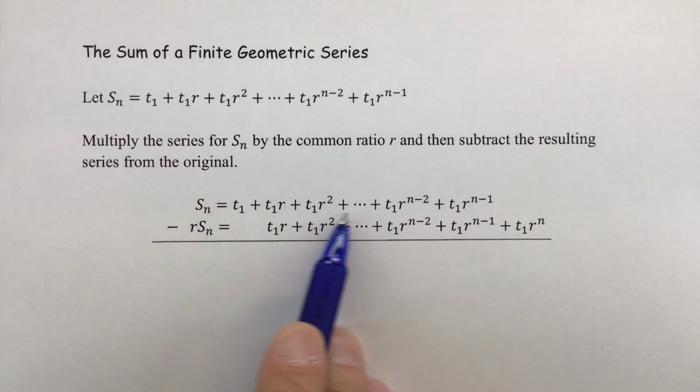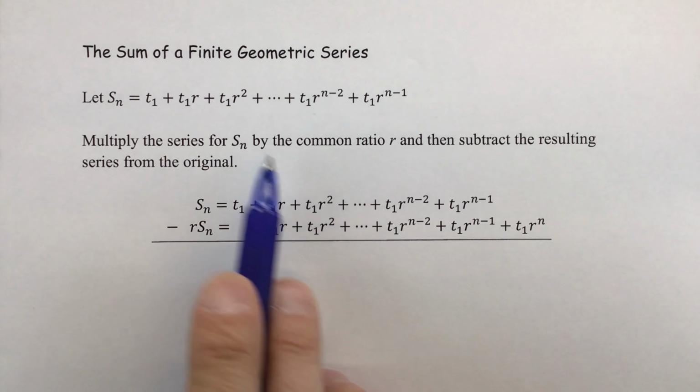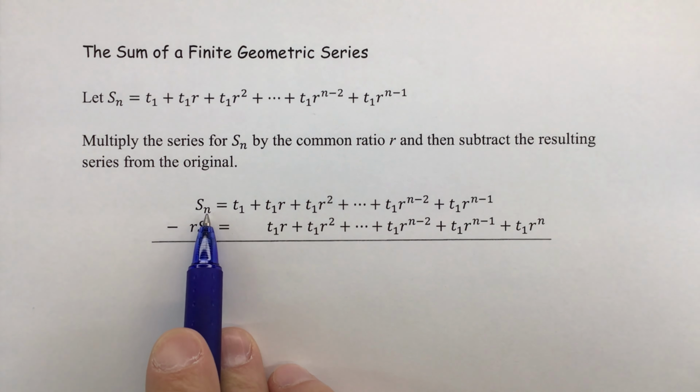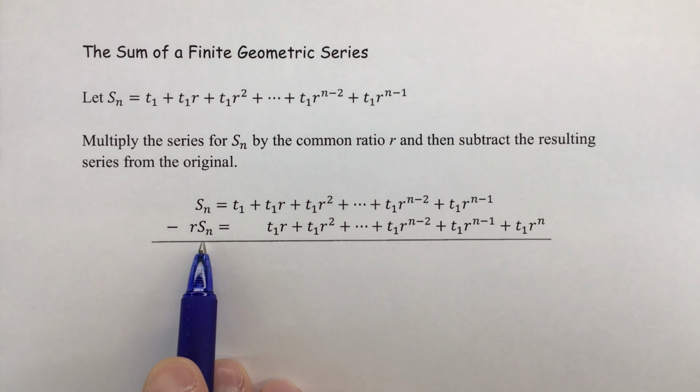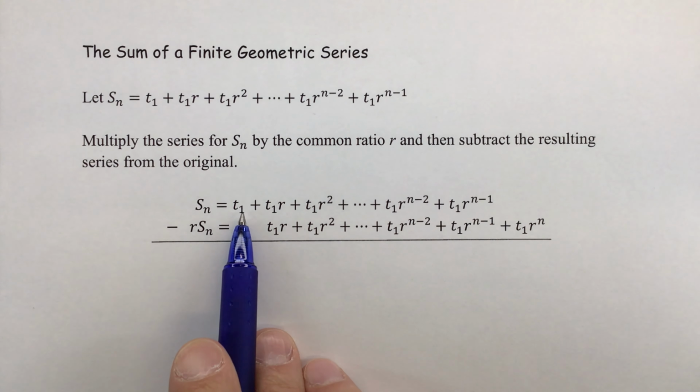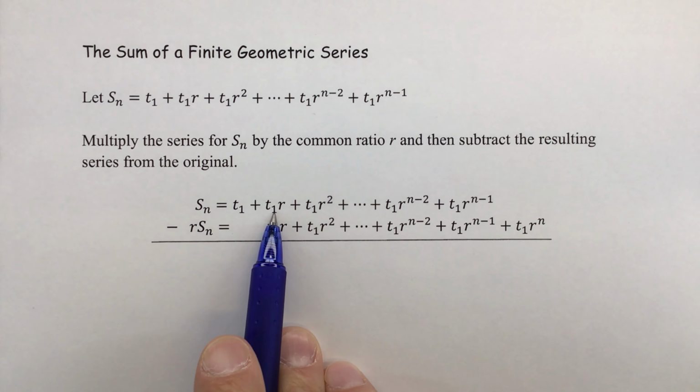The top row is the original Sn, which is just what we've got up there. Underneath it, what I've done is I've multiplied everything by r. And I've also offset the right side because you're going to see how things match up. So for the left side, all you needed to do was multiply Sn by r, so you get r times Sn. For the right, when we multiply T1 by r, we get T1r, which is the same thing as the second term that we've got here.